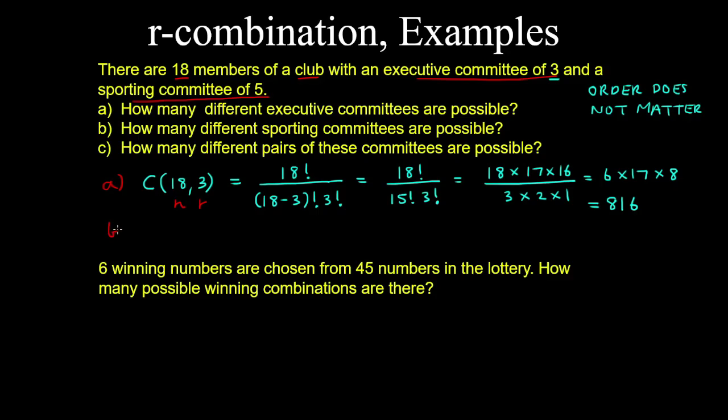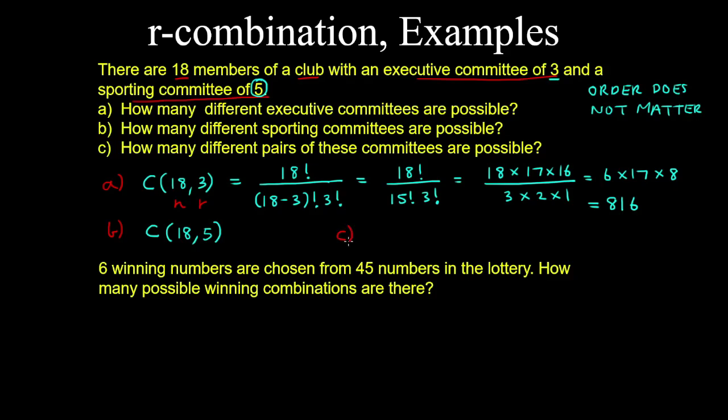Now in part B, we're asked how many different sporting committees are possible. So this is the same process as part A. So we have the number of combinations of sporting committees from n equals 18 members, and we have 5 distinct people that can fill the roles of the sporting committee. And note that order doesn't matter again, because we're not given the exact roles in this committee. So I'll leave it for you to calculate this out.